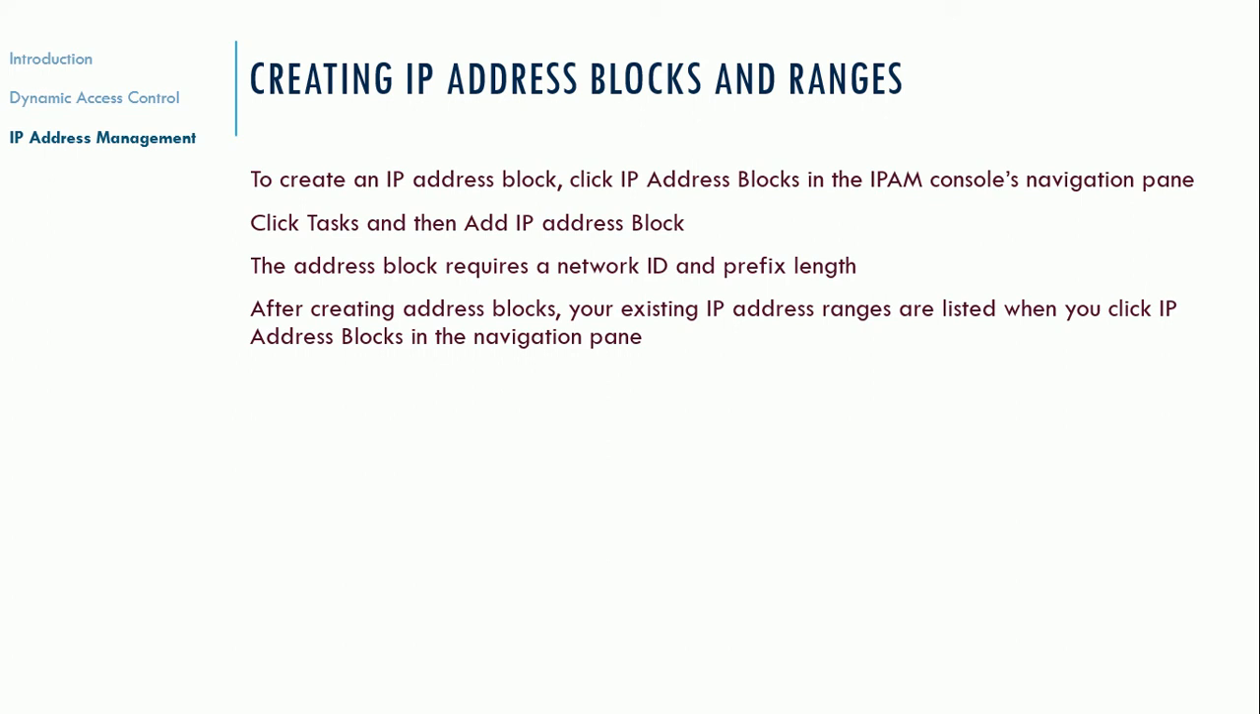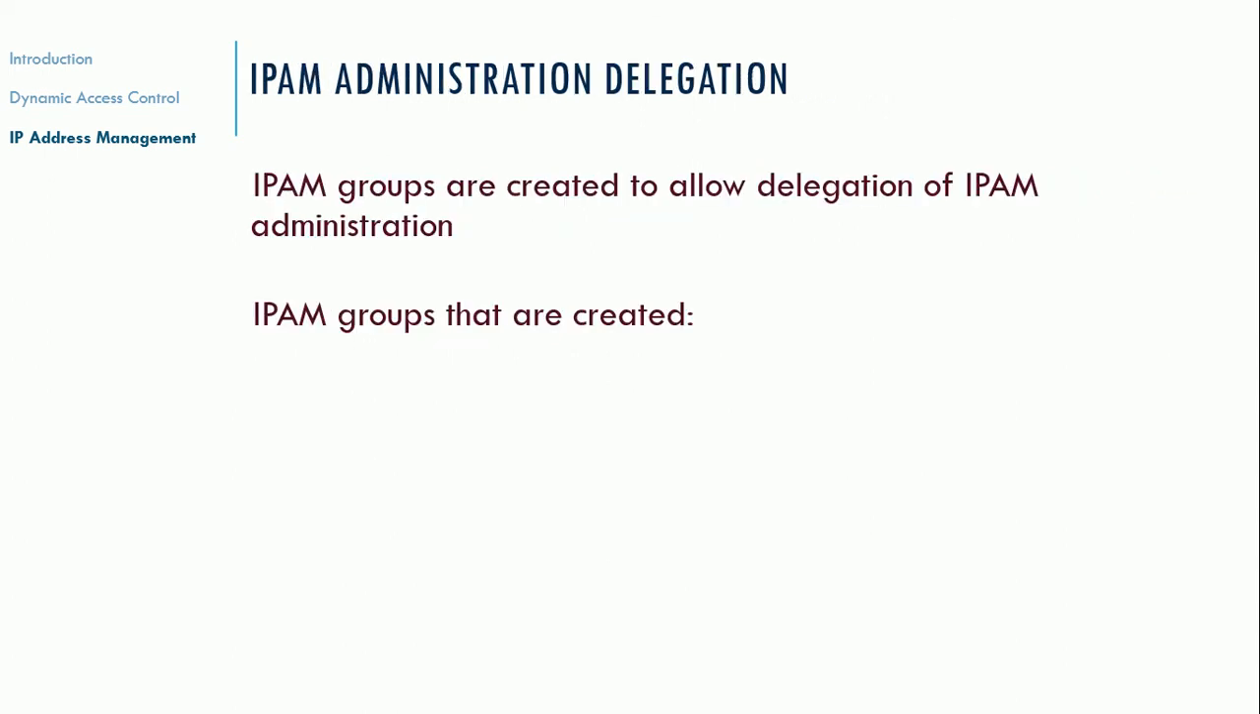So to create an IP address block, you're going to click IP address blocks in the IPAM console's navigation pane. Then you're going to click Tasks and then Add IP Address Block. The address block requires a network ID and prefix length. And after creating address blocks, your existing IP address ranges are listed when you click IP address blocks in the navigation pane.